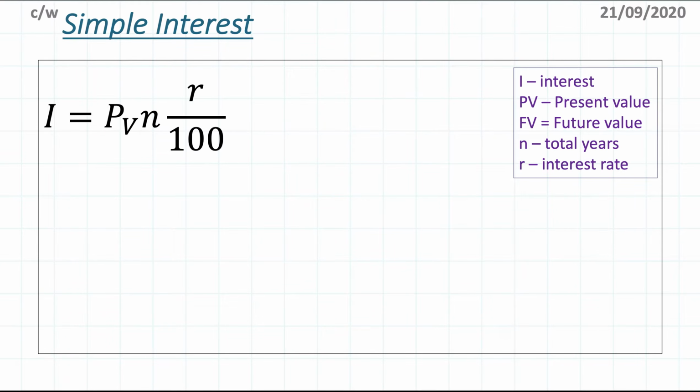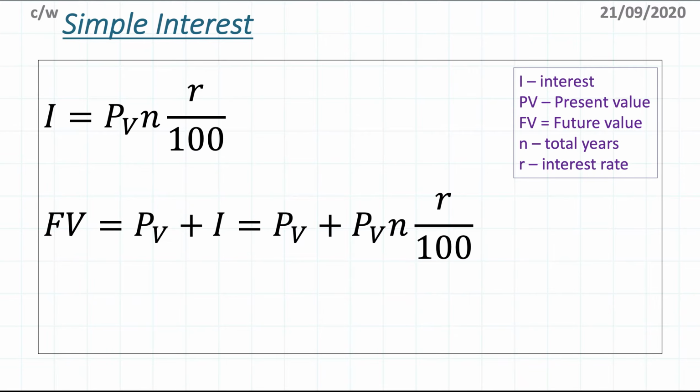If you just want the interest added in 1 year, then you do the present value times the rate. But if you want the total interest throughout the years, so how much interest is going to pile up, then you'll have to do a times n as well.